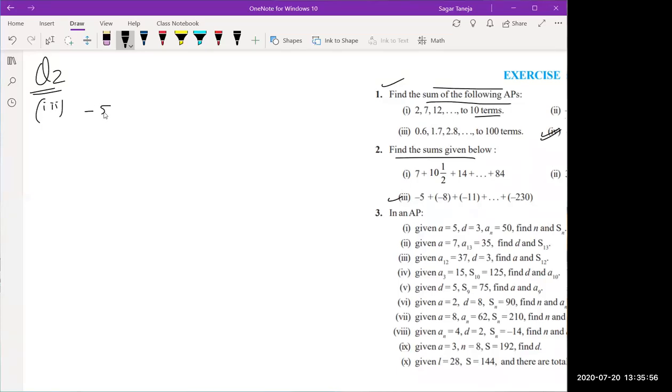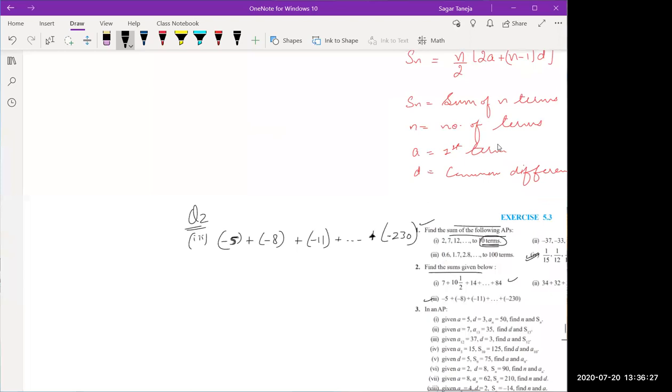How can you find the sum of the AP if questions come like this? Now, what is the difference among them? Here, the number of terms is given, and here the last term is given. But we do not know the number of terms. And in the formula of Sn, we should know the number of terms of an AP.